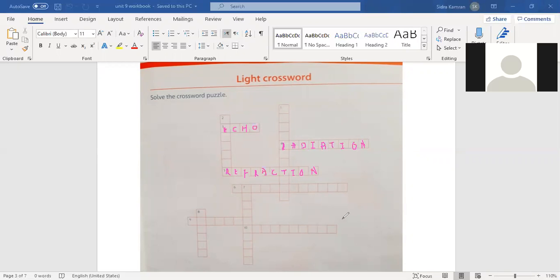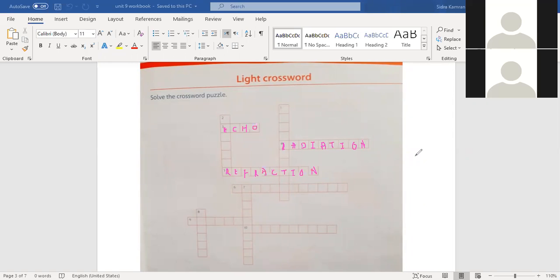Next is bats and dolphins use this to locate objects. Zaira, answer this. Dolphin and bats use this to locate objects. Across, we are seeing in across, and that is echolocation. Yes, echolocation. Good. So where is 6 written? You can see here 6. So write here echolocation. E C H O, echo, location. L O C A T I O N.